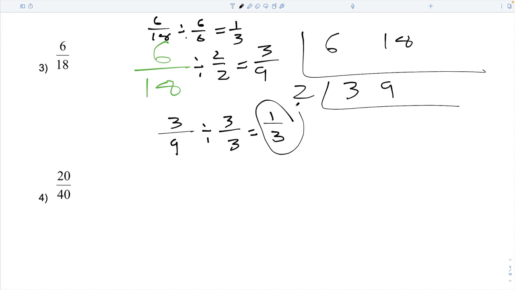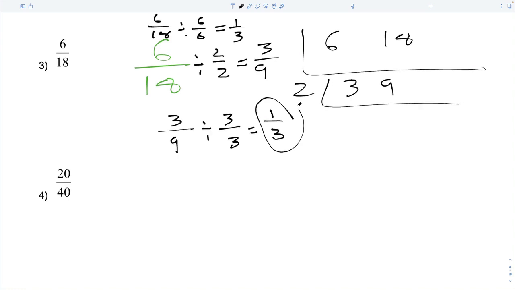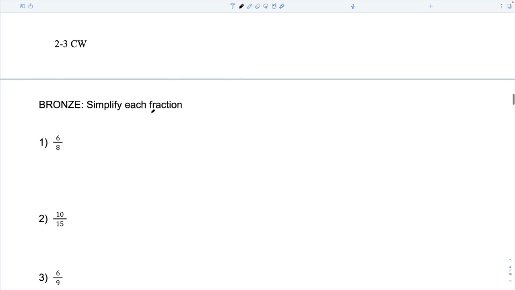Okay, so whenever you get to an answer, don't just go past it without thinking, is that the simplest version possible? Correct. Flip your page to independent practice bronze.